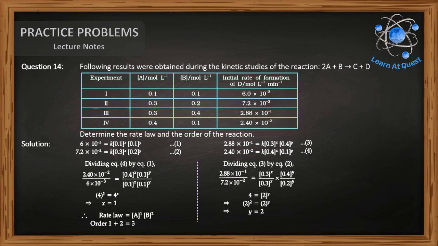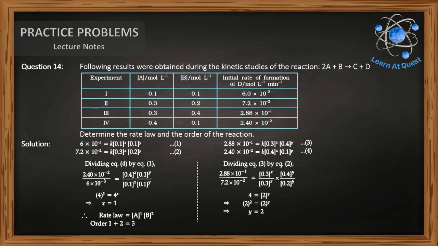Let us derive 3 more equations based on the other 3 experiments. Using experiment 2, we get the equation for rate of the reaction as 7.2 multiplied by 10 raised to minus 2 equals K, the rate constant, multiplied by 0.3 raised to X multiplied by 0.2 raised to Y. Using experiment 3, we get another expression for rate of the reaction: 2.88 multiplied by 10 raised to minus 1 equals K multiplied by 0.3 raised to X multiplied by 0.4 raised to Y. Using experiment 4, we get 2.4 multiplied by 10 raised to minus 2 equals K multiplied by 0.4 raised to X multiplied by 0.1 raised to Y. Let us name each of these 4 equations as 1, 2, 3 and 4 respectively.